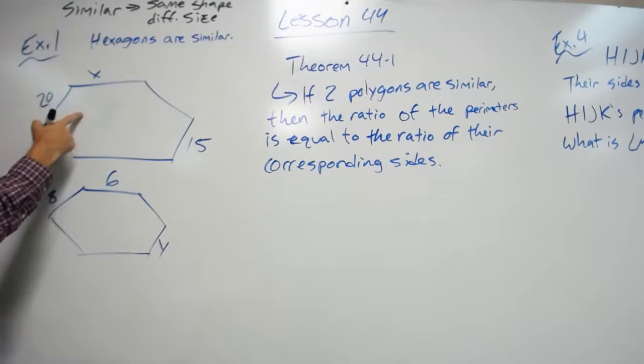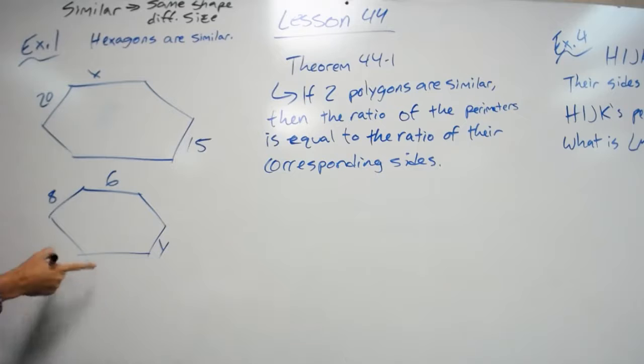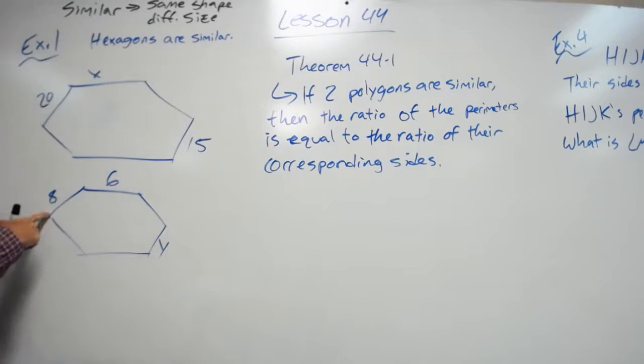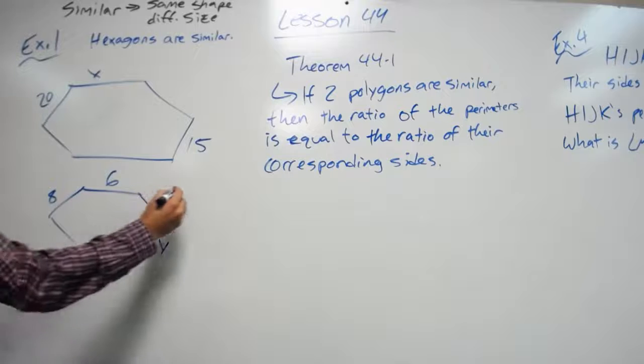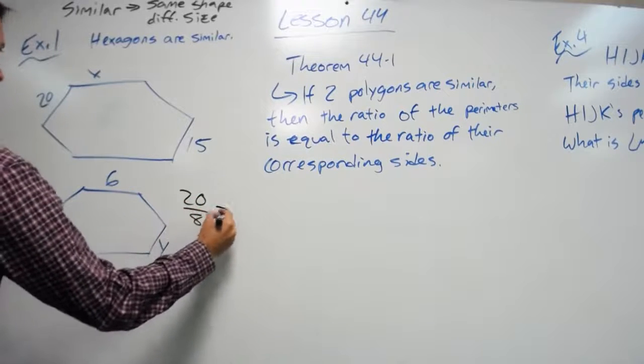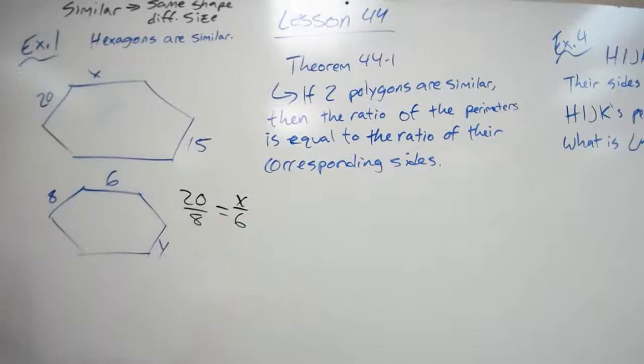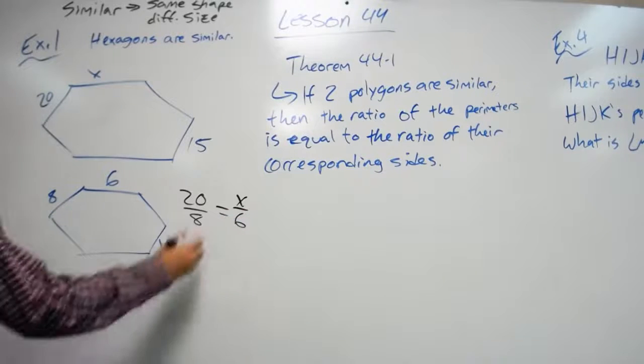This one's bigger than this one, but we know that all the angles would be congruent, and that would make them similar, so we could set up a ratio or proportion. So now we just apply the ratio to the similar side. So we could say 20 over 8 equals x over 6. And then we can solve for x.